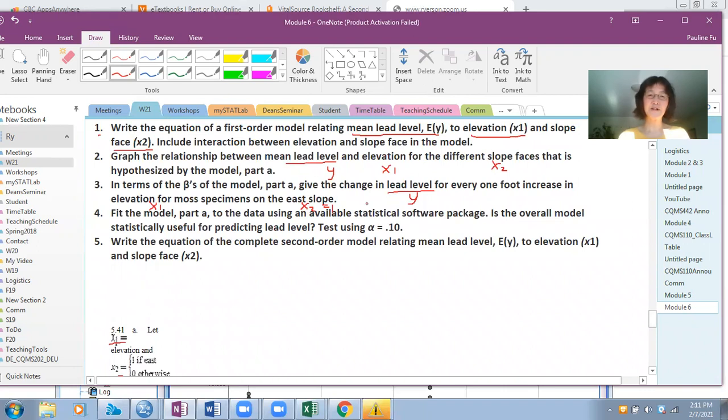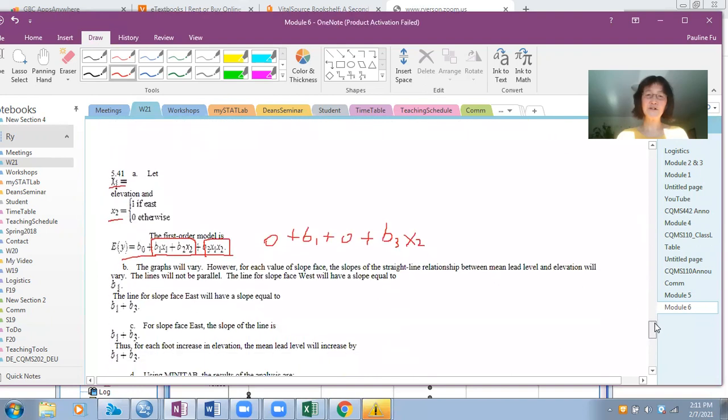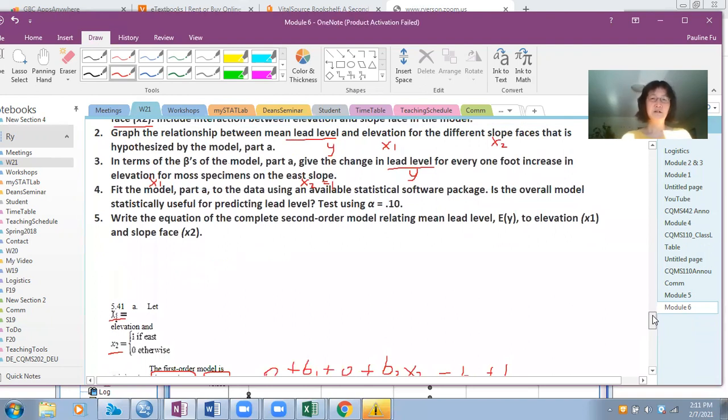I make a notation here. It is east. So the final result would be b1 plus b3, or beta 1 plus beta 3. So just take a derivative relative to x1. So that is question 3.